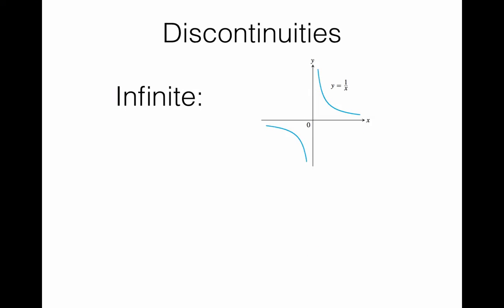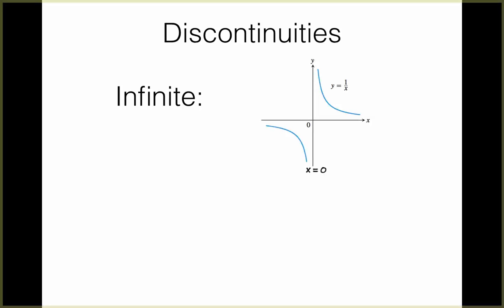An infinite discontinuity occurs when a graph has a vertical asymptote. So this graph of y equals 1 over x has an infinite discontinuity at x equals 0.